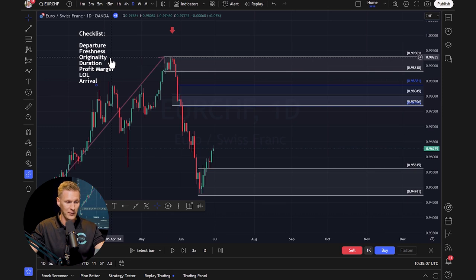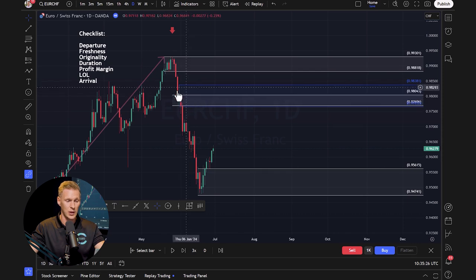Freshness. We have to check the freshness on the wider version, right? But here, not necessary. Please look to the right. You can see that we never tested our zone, right? Not on wider, and of course not on the preferred version. Never, never, never. That's great.